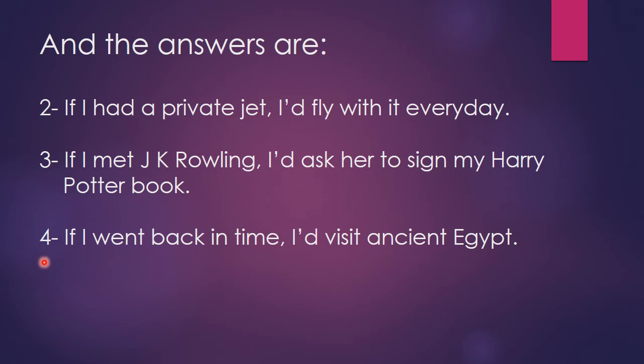Alright, so here are the answers. I hope you paid attention to the verbs that you needed to change to make the sentence correct. So at first, if, and then comes the subject I, then comes the verb to have, had, then comes a private jet, a comma, I, subject, would, this is short for would, then comes the infinitive verb, fly, with it every day is the rest of the sentence. So if I had a private jet, I would fly with it every day.